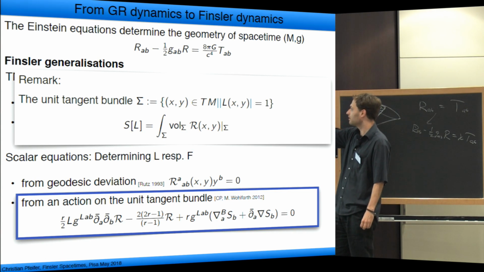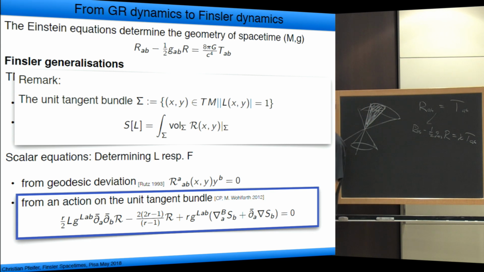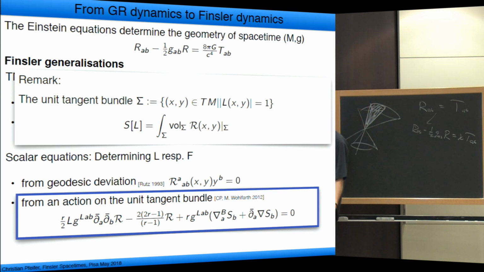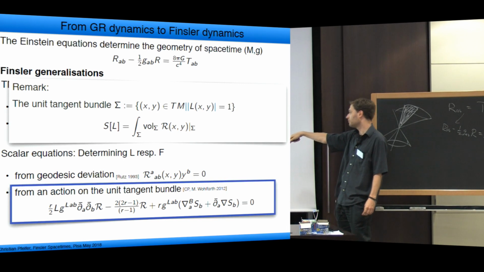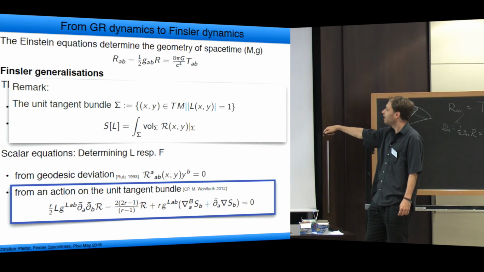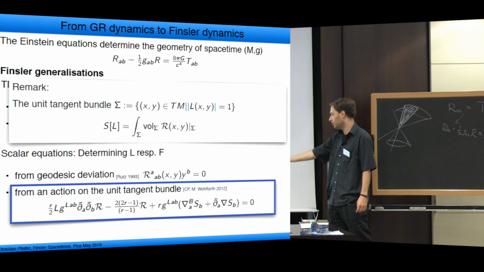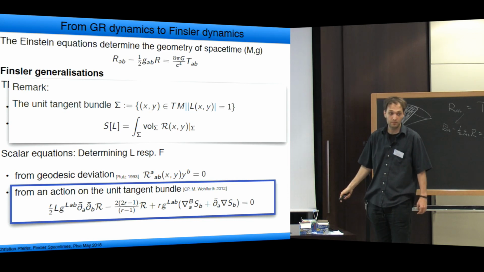The unit tangent bundle is the set of all unit vectors, measured with this Finsler Lagrangian, independent of their causal properties. And then the action is given by this integral, where we have a suitable volume form on this unit tangent bundle. And when you do variation with respect to L, you exactly get this equation. That would be your Hilbert action.